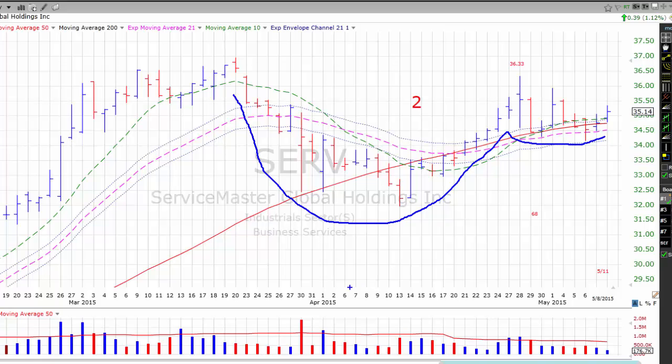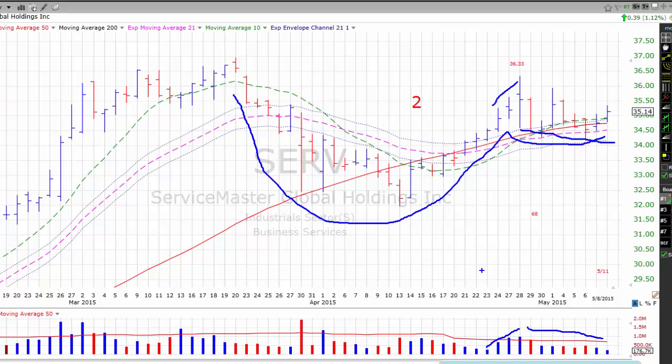With a cup and handle base, you want to see volume begin to pick up on the right side of the base. We saw volume begin to pick up on the right side of this base, particularly with these three bars. And then as the stock begins to form the handle, you want to see volume begin to dry up, and that's exactly what we've seen here.